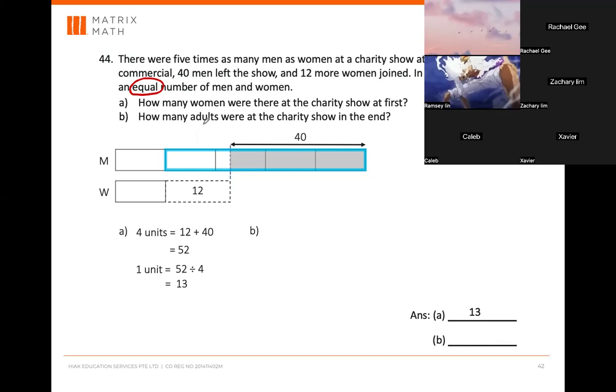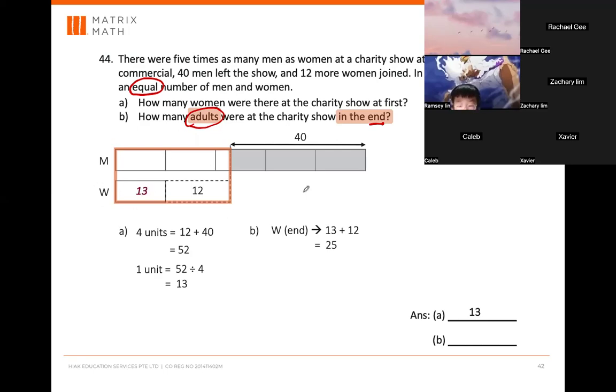Now, how many adults were at the charity show in the end? Adults are referring to what? Men and women, right? So you're finding at the end. So at the end, which is here, do you see this part here? So what should we do first? 1 unit is 13. So women will be 13 plus 12, which is 25. So this one is very easy to find.